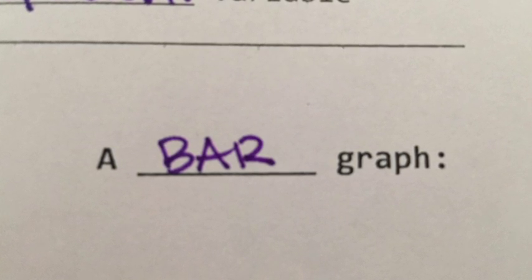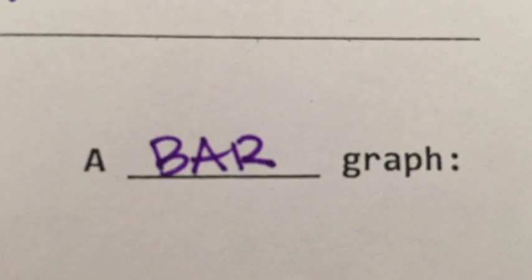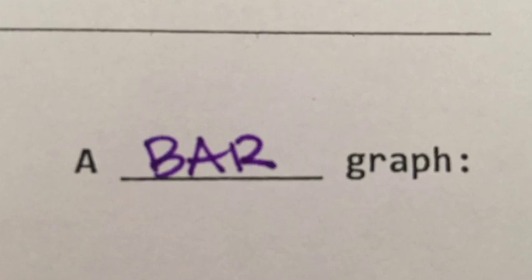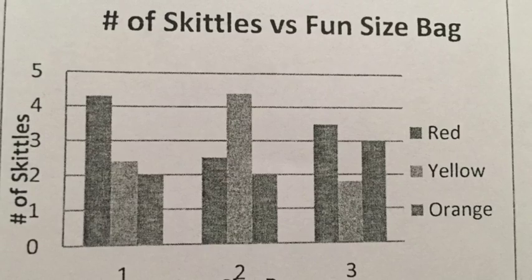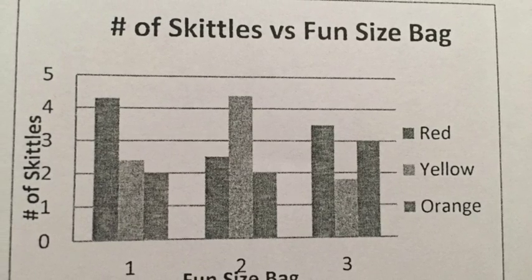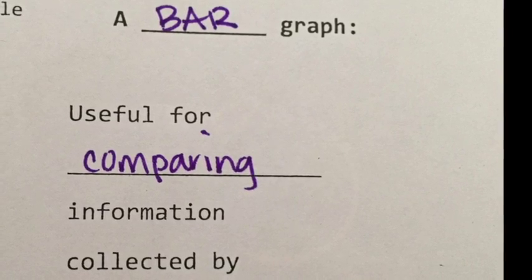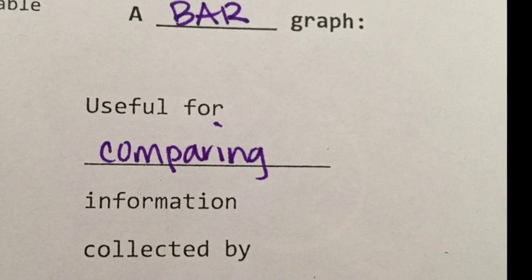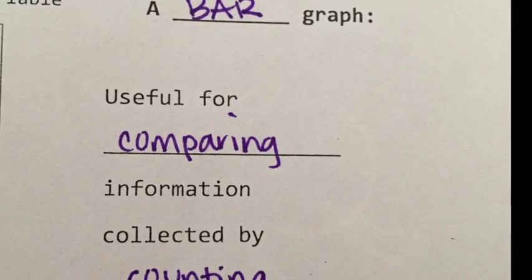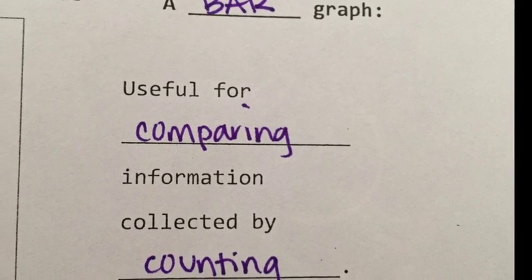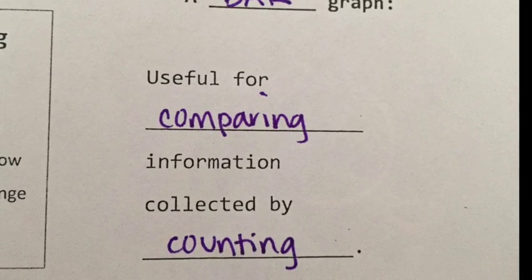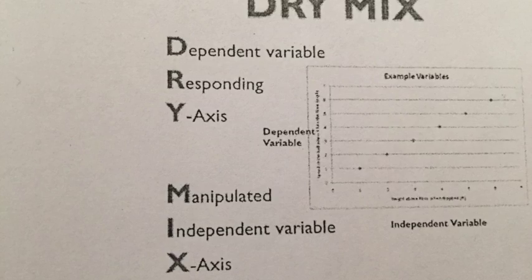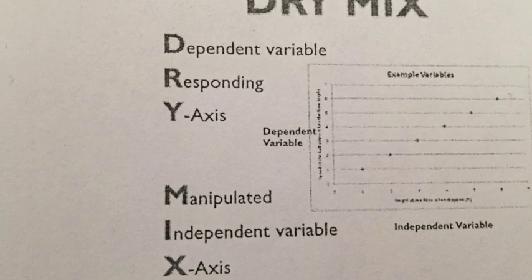The second type of graph that we're going to be using a lot is a bar graph. There's a picture, you can see it has various bars. They're usually different colors that represent different things. A bar graph is useful for comparing information collected by counting. For a bar graph, we can also use the DRY MIX abbreviation.